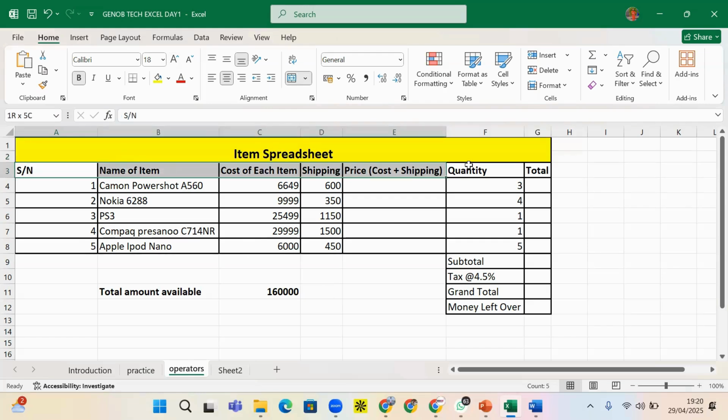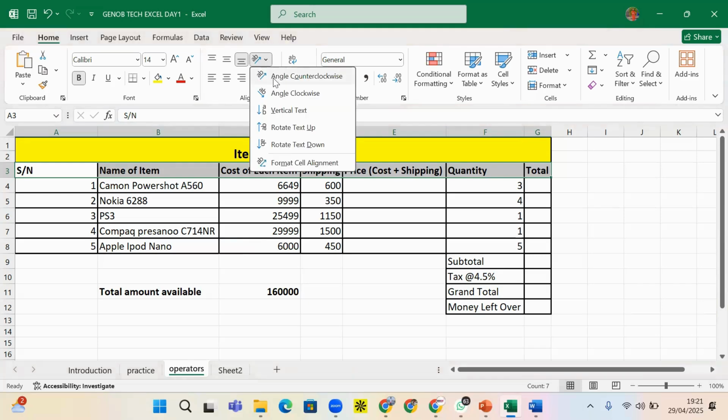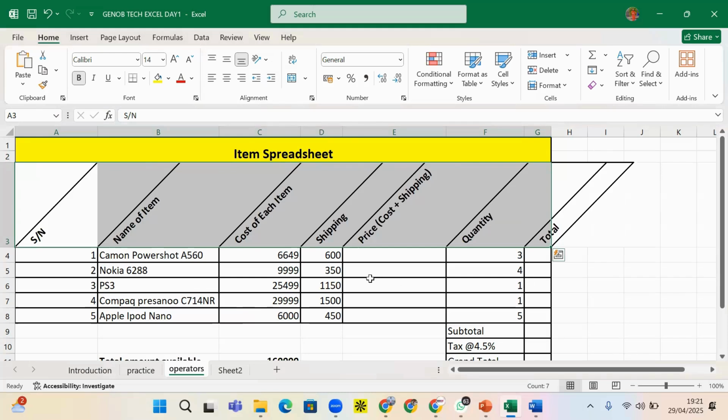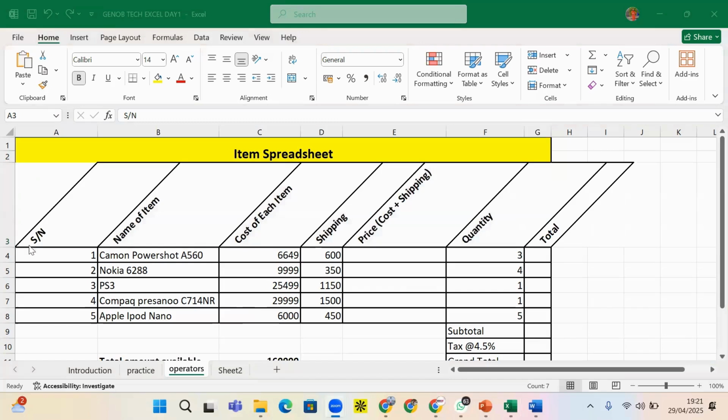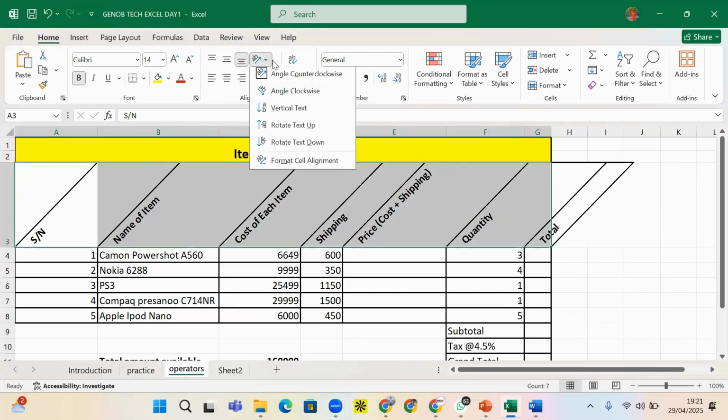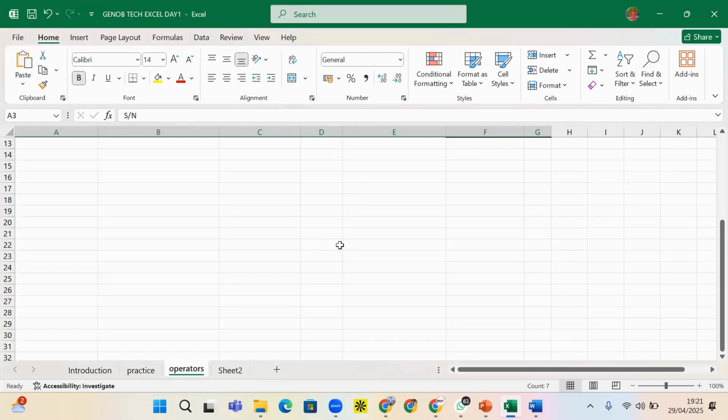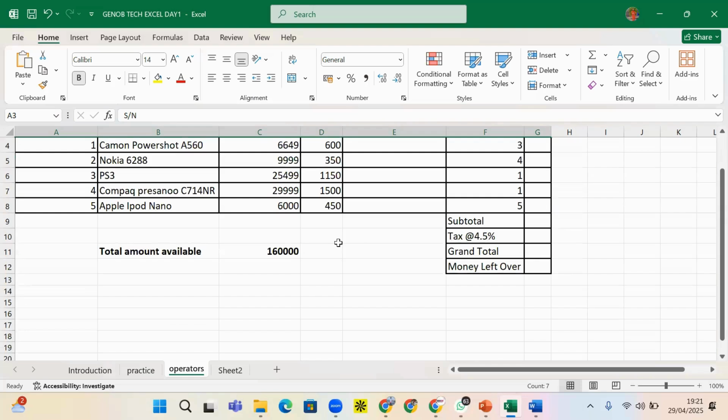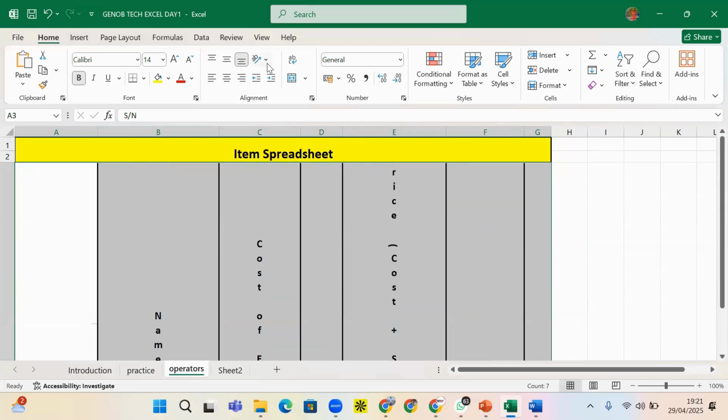I have these headings here, or the table headers, right? I can align it. I can change the alignment. I can rotate it. That's the orientation, change the orientation. So I can change orientation to something like this. You can see. I can further change the orientation to something like this. You see. But change it to what you know will be useful or reader friendly.